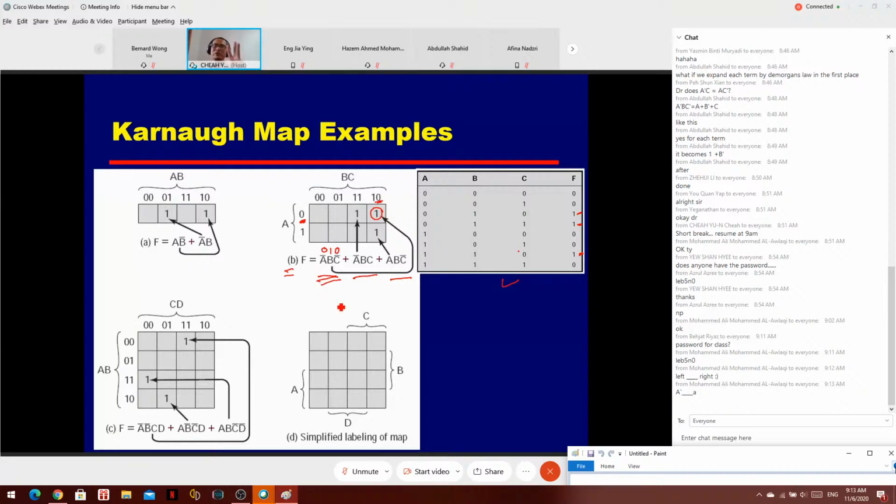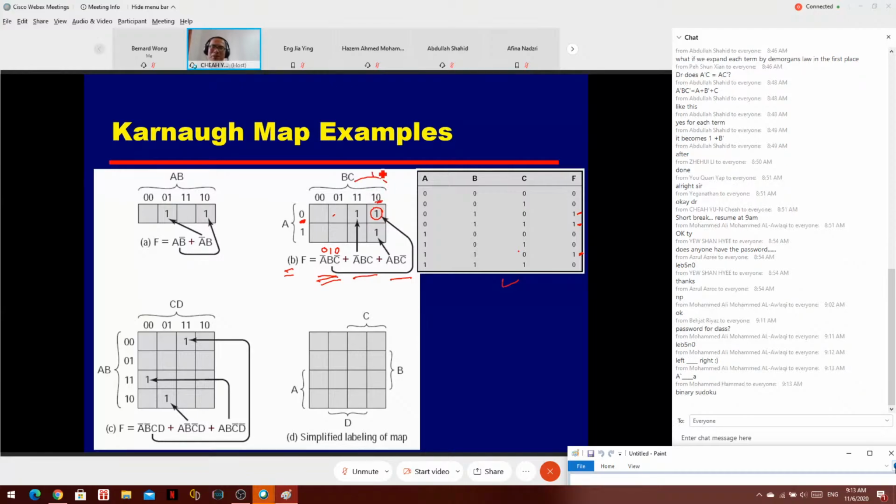For three variables, this is how we draw it. We make the variable A the rows, and B and C the columns. This will also mean these two are for B, and these two are for not B. Then these two are for C, and this one and this one are for not C. How you look at this is just look at the position of the zeros and ones. That will tell you which part is B, which part is not B, which part is C, and which part is not C. Someone said it's like binary Sudoku, yeah, something like that. All right, so this is how you draw the Karnaugh maps.